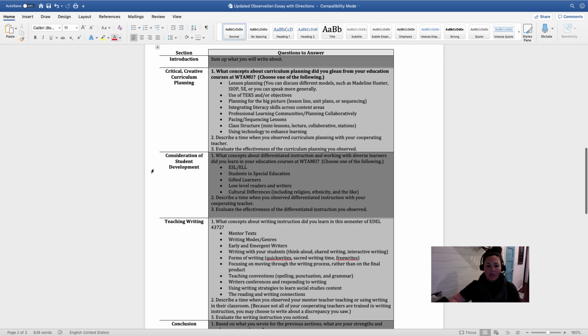When you do consideration of student development, you're going to choose one of the bullet points, either an English language learner, a student in special education, a gifted learner, a low-level reader or writer, or maybe you're going to talk about cultural differences. You only need to talk about one though, one that you observed either face-to-face at Palo Duro tutoring or in the online videos. Start with the number 2. Okay, start by talking about what you observed, then connect it back to what you learned in a course at WT.